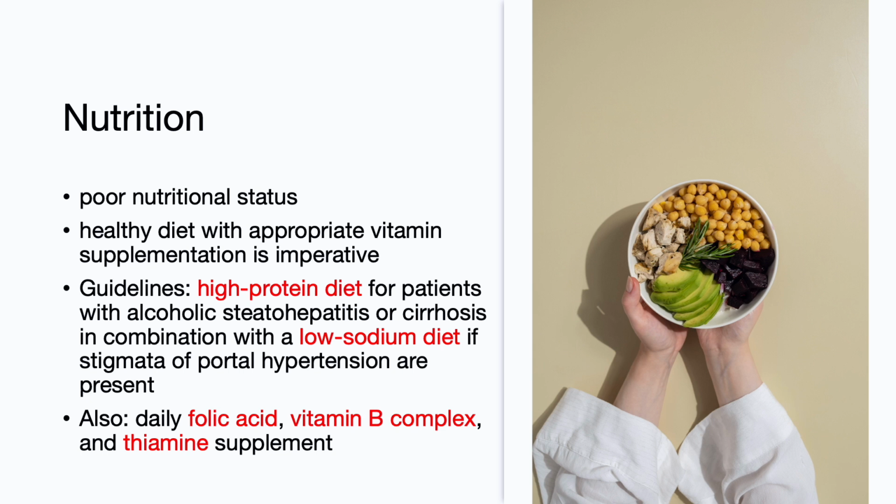Patients with alcohol liver disease, and in particular those who continue to consume alcohol, tend to have poor nutritional status, and a healthy diet with appropriate vitamin supplementation is imperative. Guidelines recommend a high-protein diet for patients with alcoholic steatohepatitis or cirrhosis in combination with a low-sodium diet if stigmata of portal hypertension are present. Additionally, patients who continue to drink alcohol or those who recently attained sobriety should take a daily folic acid, vitamin B12 complex, and thiamine supplement. There is also data suggesting zinc supplementation may be beneficial.